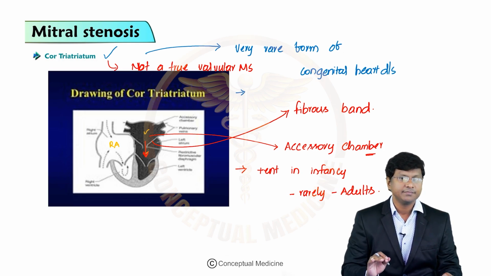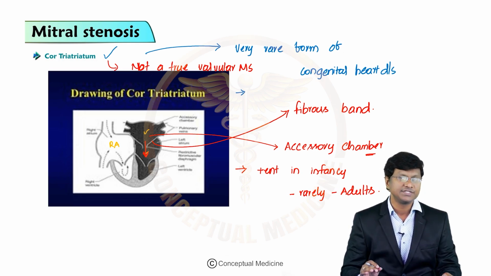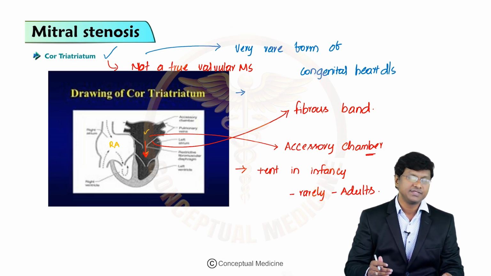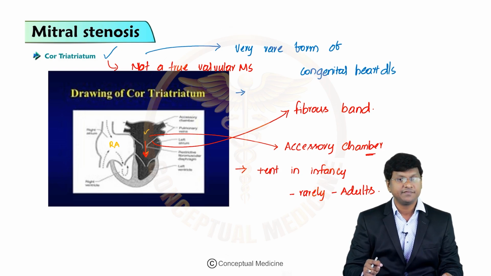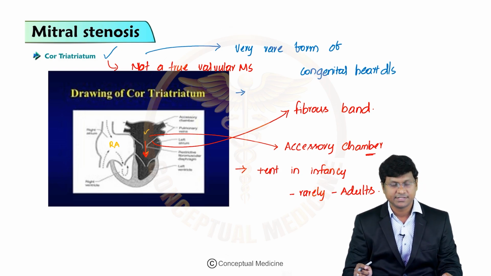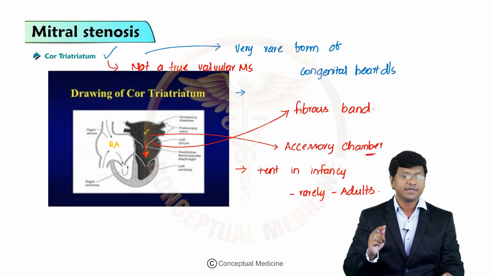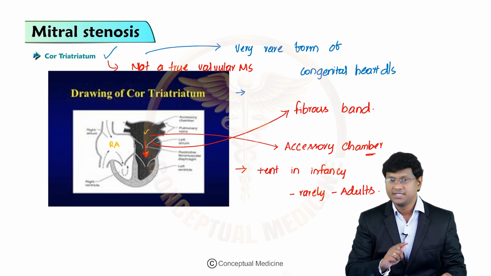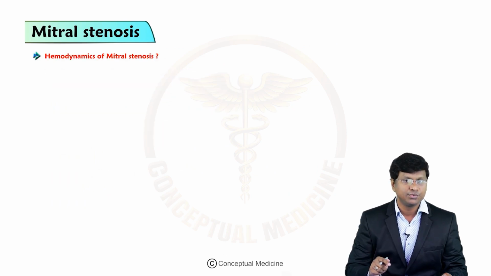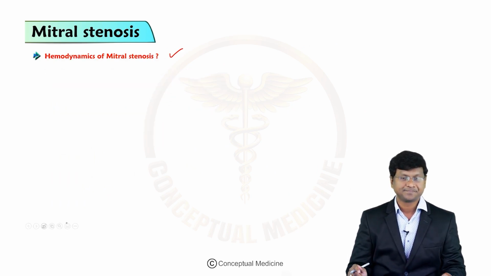So Cor Triatrium is a very rare form of congenital heart disease characterized by draining of a part of or all of the pulmonary veins into the accessory chamber that is linked to the distal portion of the left atrium. The disease presents in infancy and is rarely seen in adults. And this Cor Triatrium radiographically, hemodynamically and clinically resembles mitral stenosis but does not represent the true valvular mitral stenosis.